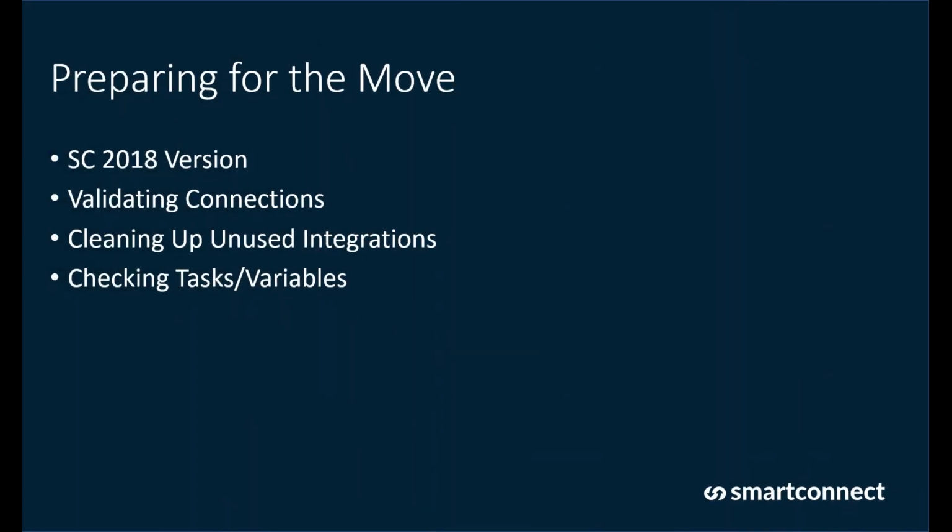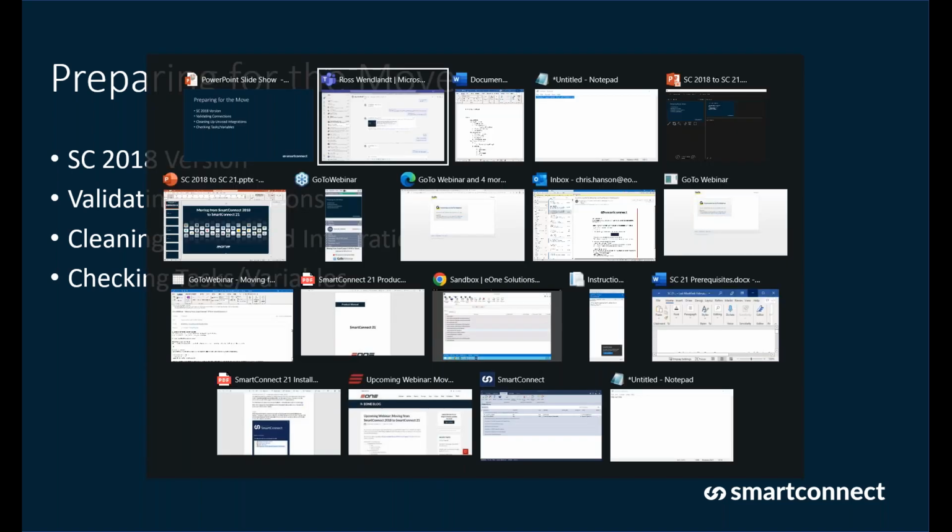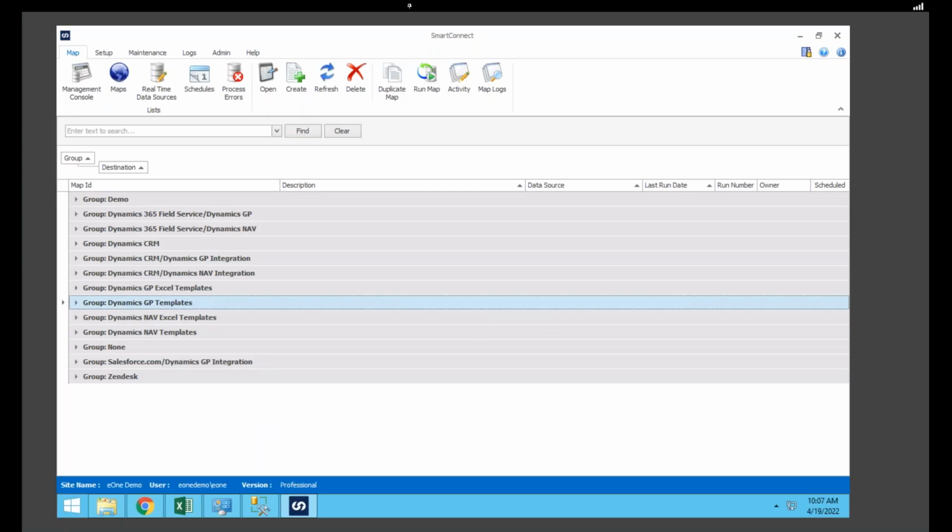Now, the biggest part of this is the actual upgrade and preparing for the move. So figuring out what version of SmartConnect we're on, what we need to be on to get that SmartConnect upgrade, looking at our connections, cleaning up unused integrations, and going through tasks and variables. So I'll do this live and show you what I'm talking about in product rather than just walking through slides here.